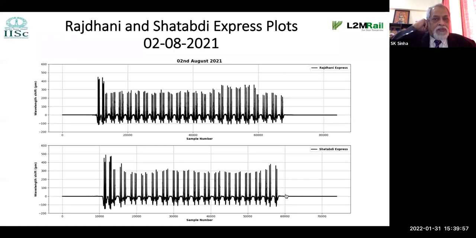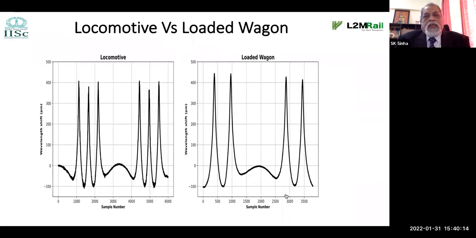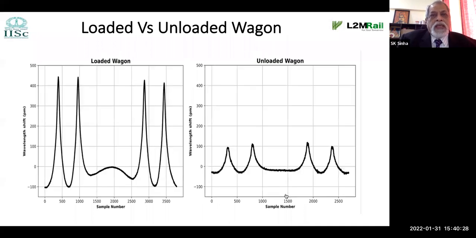These are the typical signatures of two trains that I have shown. One is of a Rajdhani, the upper one, and the lower one is the Shatabdi Express. So this is the kind of data that we get from these sensors, and then we have to make sense of it. If we expand that, this is how it looks. On the left side, what you see is the signature of a locomotive. They have got three and three axles. Then the other one is a loaded goods wagon. Then if the wagon is not loaded, it is significantly less. So we are able to gather a lot of information from this. This is the work that we are doing, and we invite researchers from academic institutions to look at it and tell us what more we can do with this data.